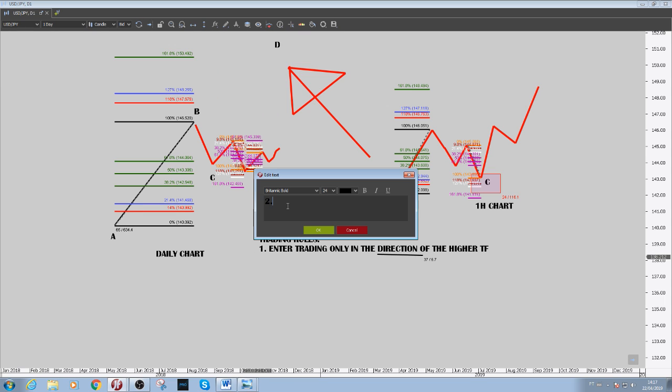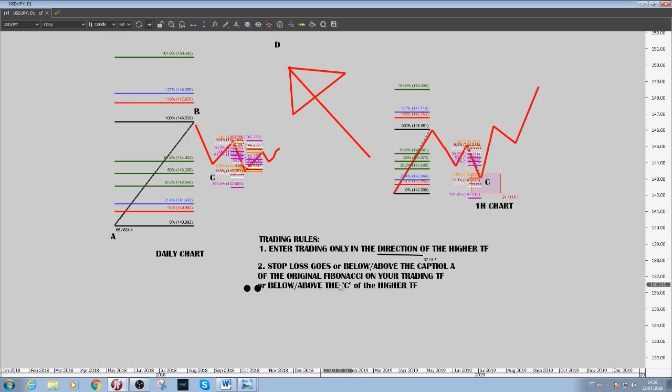Number two, stop loss goes below or above the capital A of the original Fibonacci on your trading time frame, or below or above the C of the higher time frame. This is number 2. Stop loss goes below or above the capital A.